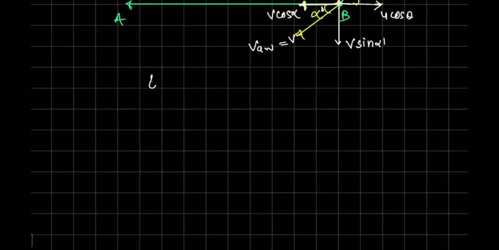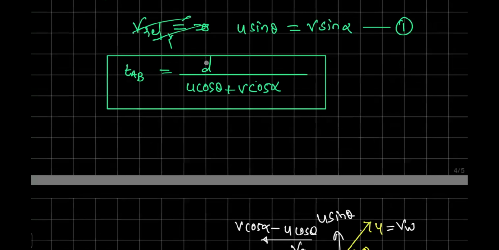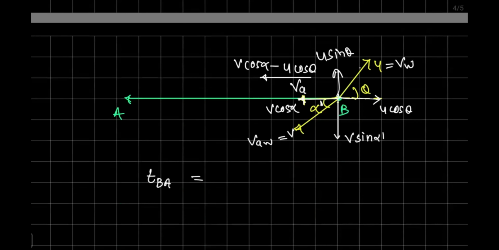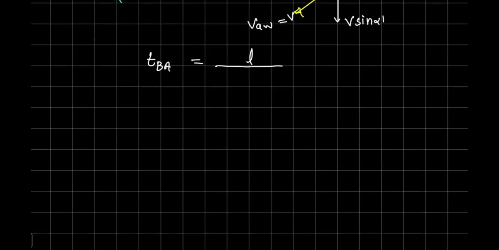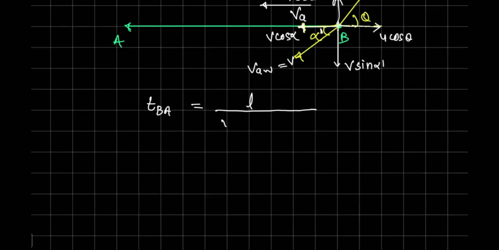Now we will find the time from B to A, or sorry, L. I will write here L. It doesn't matter, you understood. L upon, and what is the velocity? The velocity is nothing but v cos alpha dash minus u cos theta, and this is alpha dash.